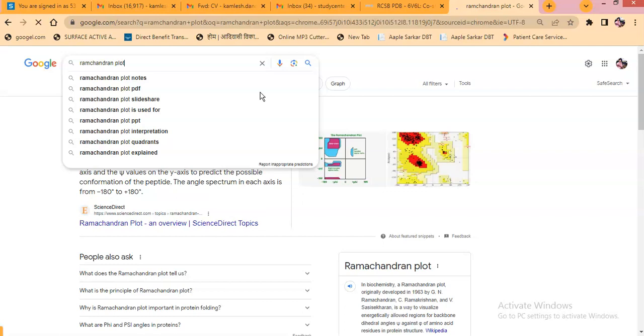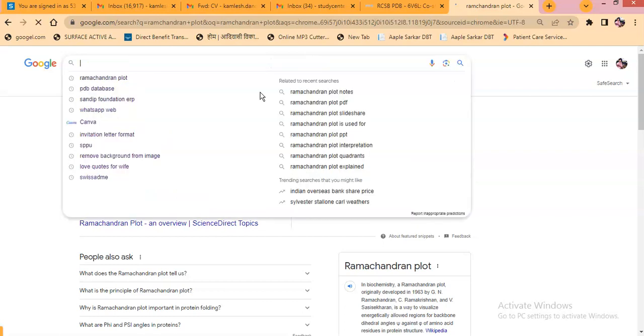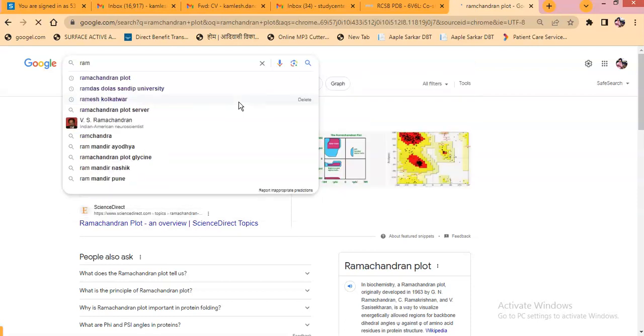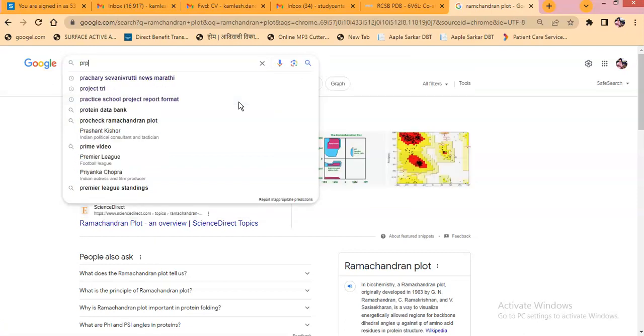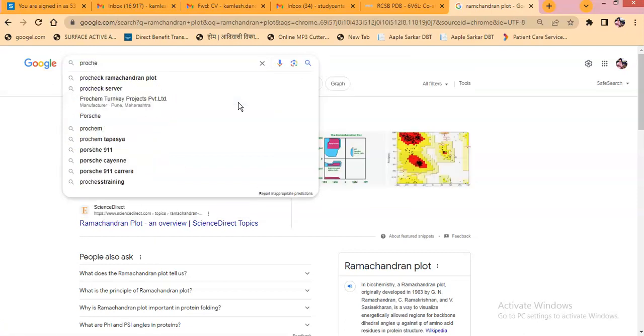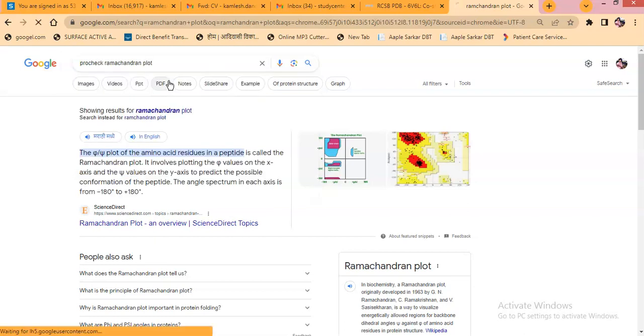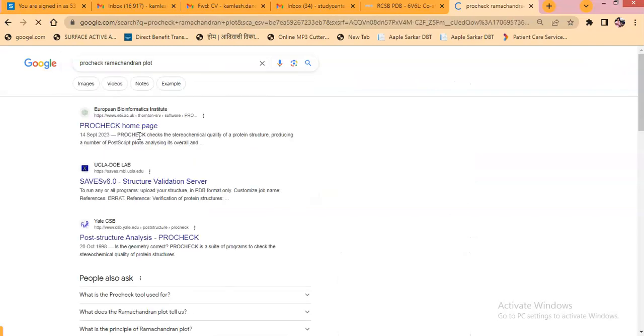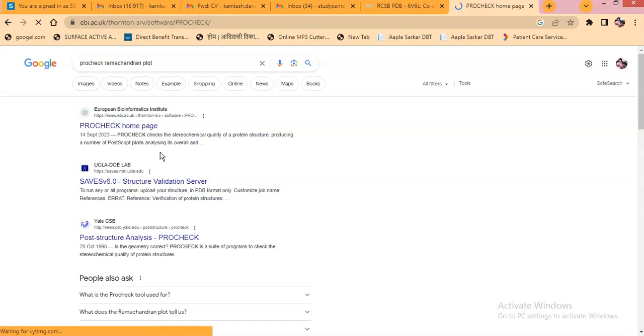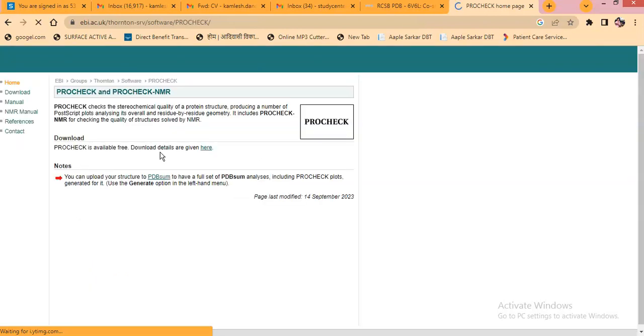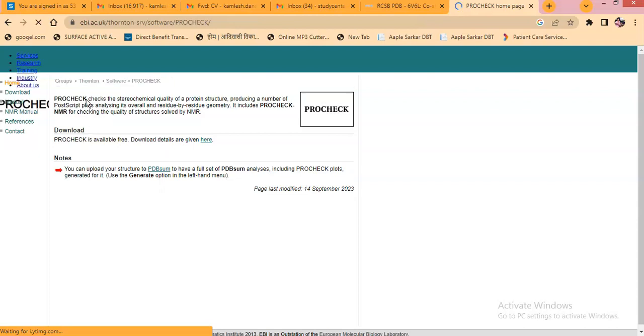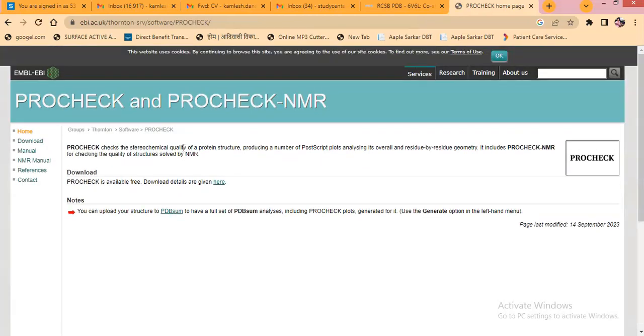But there is one more website to check the Ram plot, called ProCheck. ProCheck is used to study the quality of the protein. Okay, so now ProCheck is available over here. ProCheck is available here, download from here.